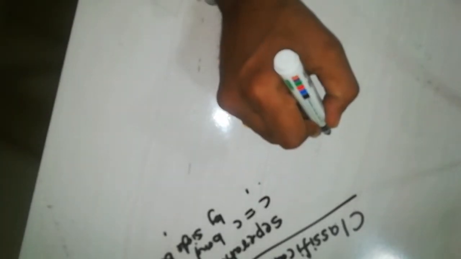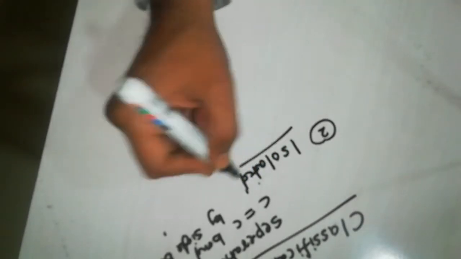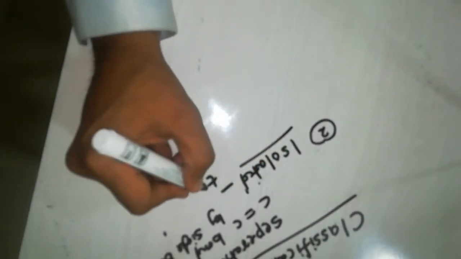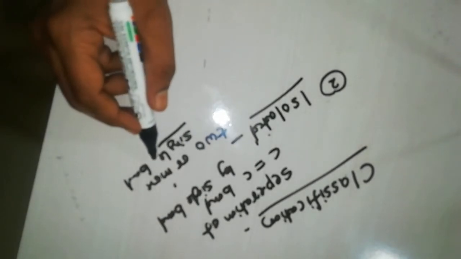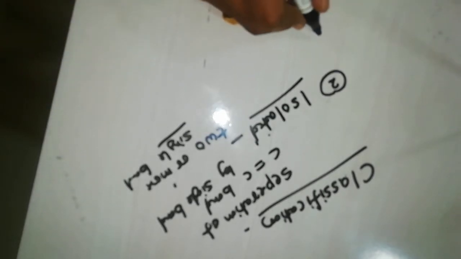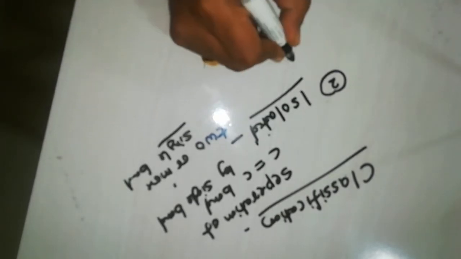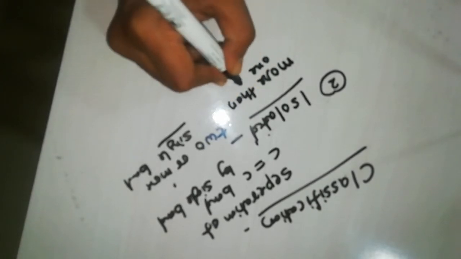Now in addition to these, there is one more class of compound which is called isolated diene. So one is conjugated, the second one is isolated. What is isolated? Isolated means the separation between the two double bonds is two or more single bonds. If the two double bonds are separated by more than one single bond, or in simple sense, more than one single bond.